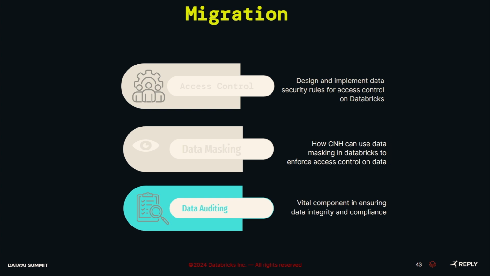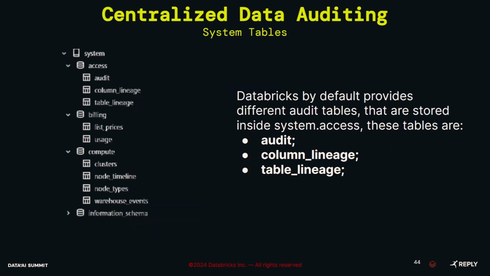So last but not least, I think that this probably is the most important part of the whole project. This data auditing mechanism and dashboard that we have implemented have had a huge impact on CNH data governance strategy. This part has been developed using the system tables provided by Databricks. To develop the dashboard that I will show you later, we used 3 main tables: the audit table, the column lineage table, and the table lineage.